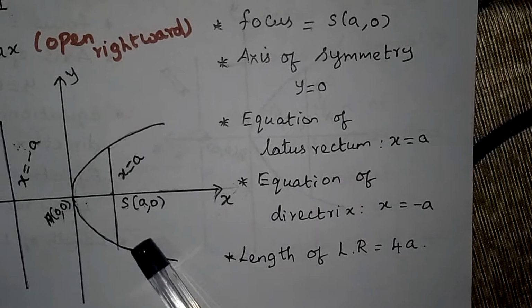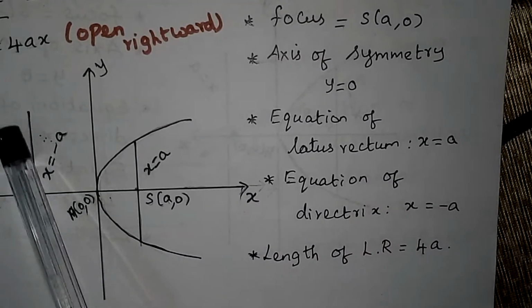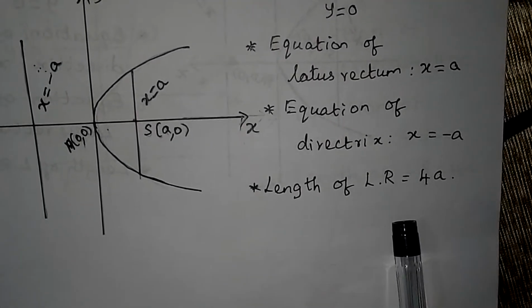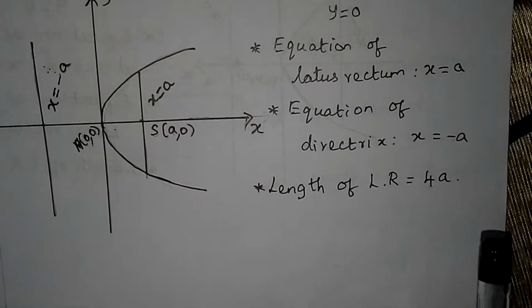So this line is only the latus rectum. It is x equal to a. Equation of directrix means this one, it is x equal to minus a. Length of latus rectum is 4a. So this length is common, that is the same value for all the four types.